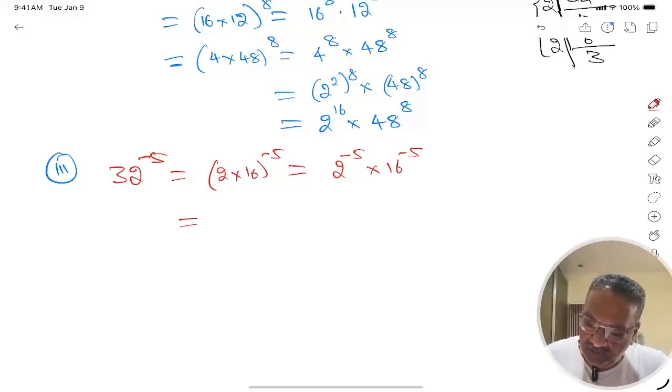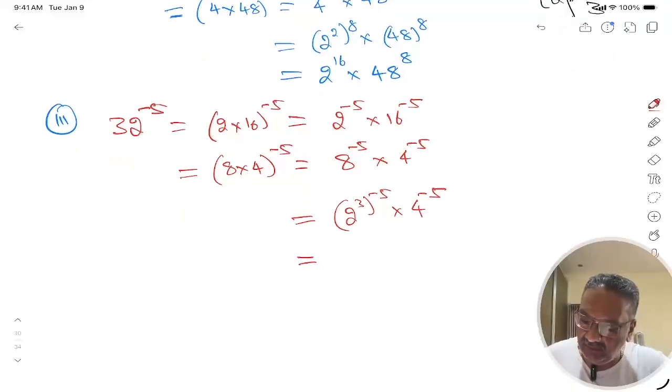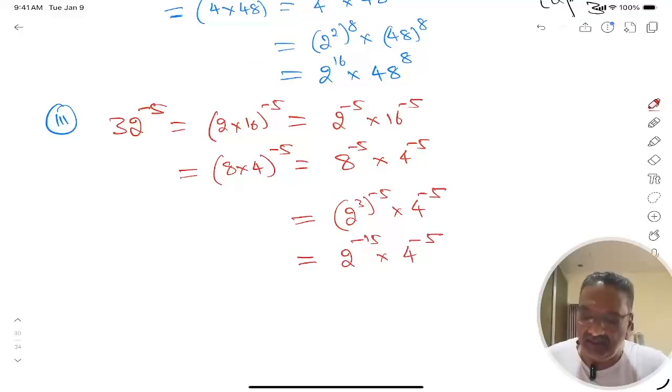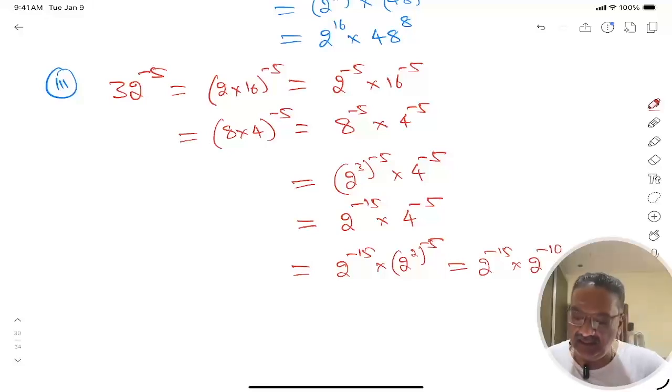Okay. We also can write this as 8 4s are 32, so 32 to the power of minus 5 is equal to 8 to the power of 5 into 4 to the power of 5. We can also write this as 2 cube to the power of minus 5 into 4 to the power of minus 5. That is, you can write this as 2 to the power of minus 15 into 4 to the power of minus 5. You can also write this as 2 to the power of minus 15 into 2 square to the power of minus 5, which is equal to 2 to the power of minus 15 into 2 to the power of minus 10. Okay. So this is another way of writing this.